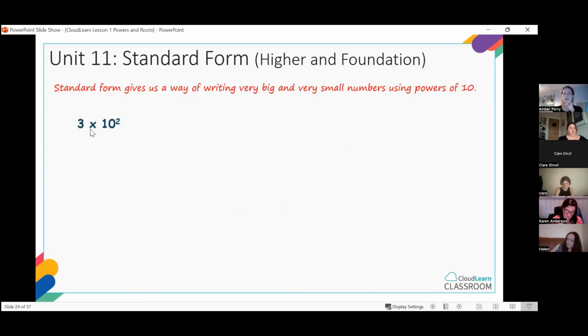3 times 10 to the power of 2 is in standard form. This isn't a great example because you probably wouldn't write this number in standard form, as it's not a very big number, but it gives you an idea of how it works. The first digit is always something between 1 and 9. It could be a decimal, it doesn't have to be a whole number. Then it's always times 10 to the power of something. So of course that's 3 times 100, which is 300.